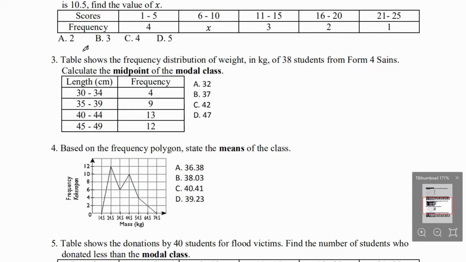Number 3, the table shows the frequency distribution of 38 students from Form 4 Science. Calculate the midpoint of the modal class. Okay, so you have to know the meaning of modal class. That means the class with the highest frequency. Okay, so the frequencies given are 4, 9, 13, 12. So which one has the highest frequency? 13. So the modal class, you have to refer to this one, 40 to 44. So our modal class will be 40 to 44.